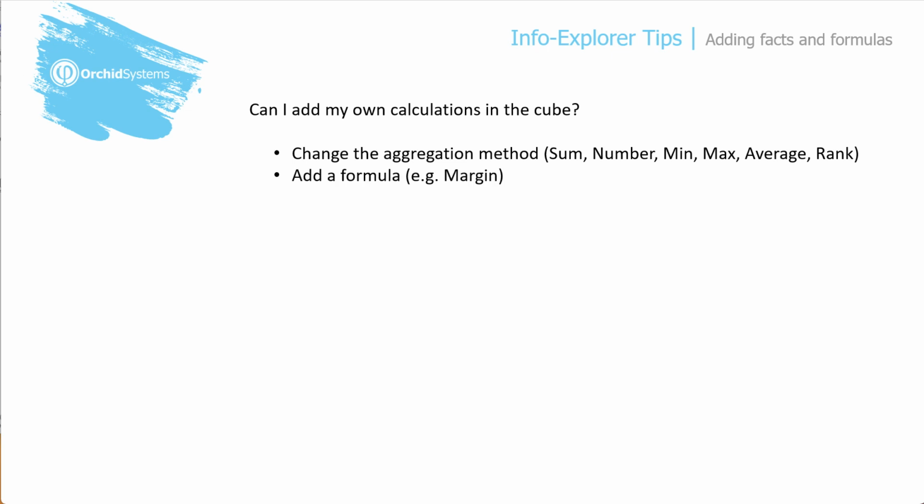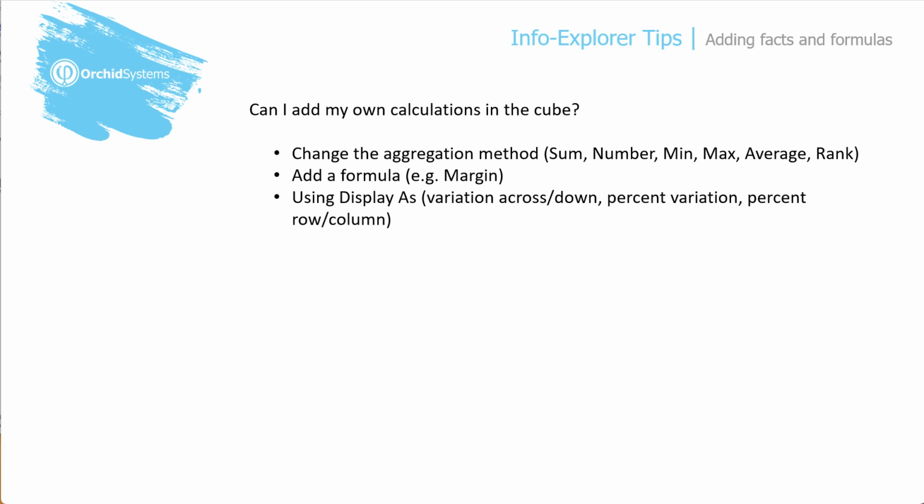You can also add a formula. So, for example, sales minus cost of sales equals margin. And you can display a sum as a percent variation across by your columns or by your rows, or a percentage of the total of the row or the column. For example, this vendor is 10% of the total purchases that month. And I'm going to show you some examples to calculate the top 10 vendors, and also a percentage of the total and a margin percent.